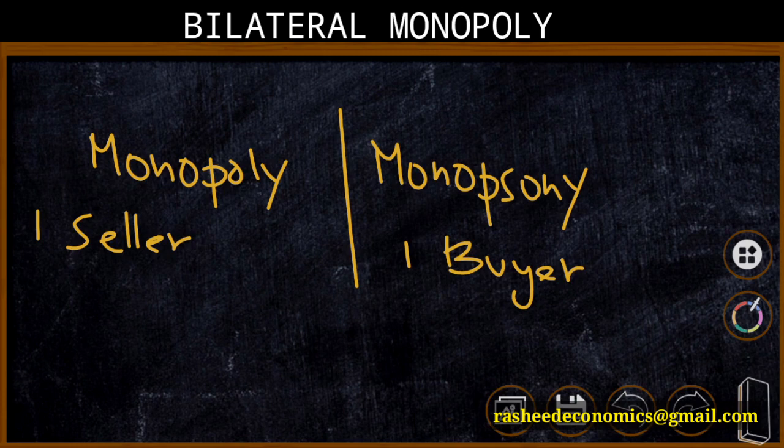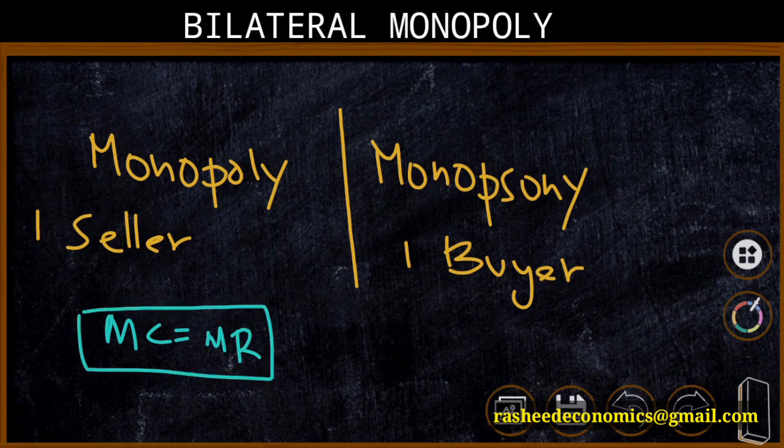We know that the basic equilibrium condition under monopoly is MC equal to MR. This is the point of attaining maximum profit to the monopolist. But in case of monopsony, the equilibrium condition is MC equal to MU and the price of the commodity will be equal to average cost of production.